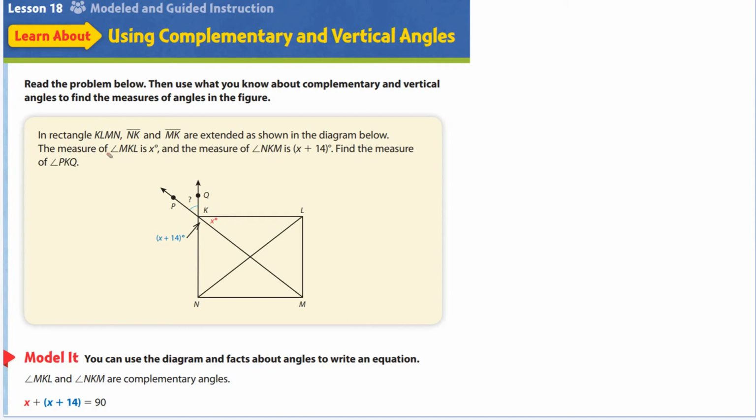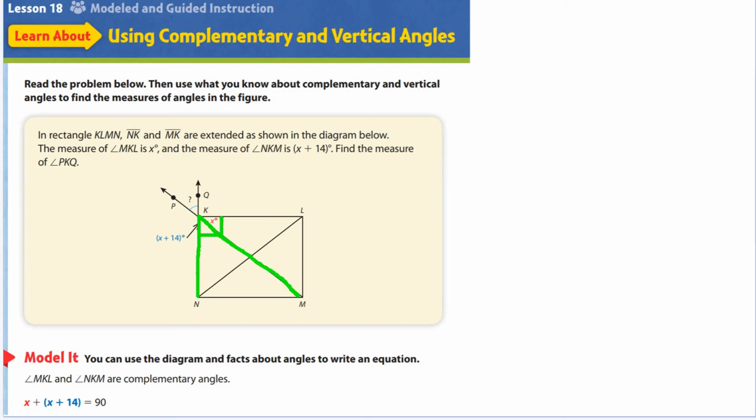The measurement of angle MKL, let's look at this. I'm just going to follow this. MK, sorry for not the straight line, L is X, and again they put that in, so that's good news. And the measure of angle NKM is X plus 14. Think about what combined it will be. I just gave you a huge clue.